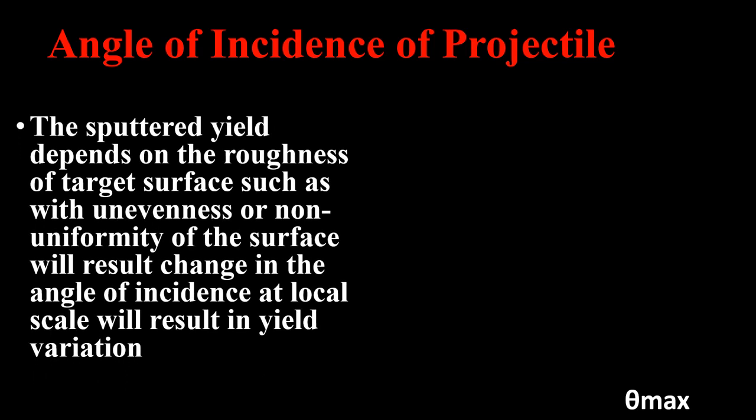The sputtering yield depends on the roughness of the target surface, okay? It depends on the surface of the target or precursor material, such as unevenness or non-uniformity of the surface, which will result in a change in the angle of incidence and result in yield variation, okay? You can easily understand this if the source material has a different morphology at different points.